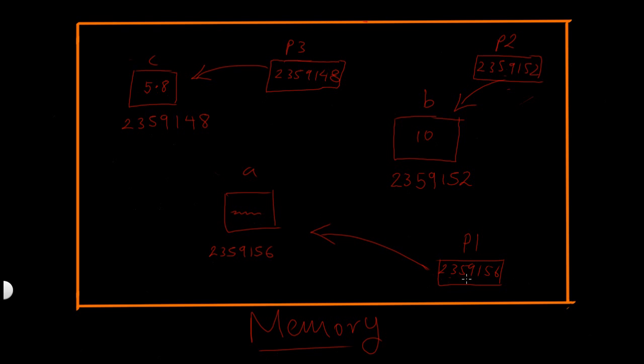Now because it stores the address of a memory location, we can access the data which is stored in this memory location using this pointer p1. In case of p2, p2 stores the address of b, which is this. So p2 points to this memory location, and using pointer p2 we can access the data which is stored in this memory location, and the data here is 10.